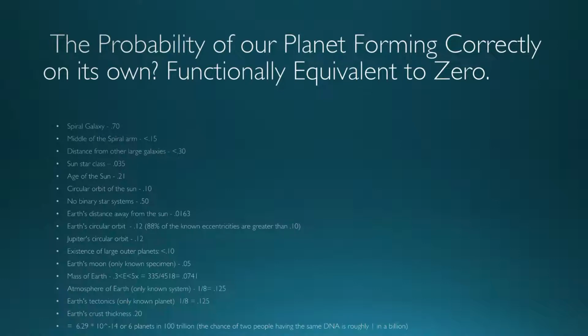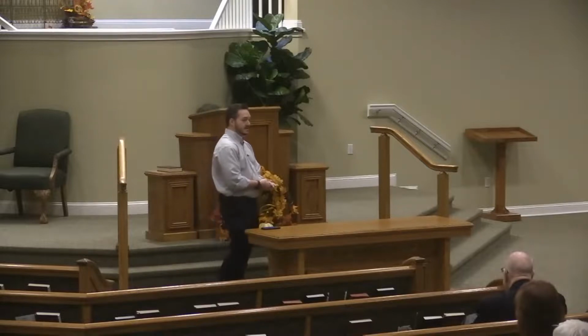to talk about. I know y'all are sad. But all of those things, if you look at that and you do the math, this is 6.29 times 10 to the minus 14th, or 6 planets in 100 trillion might get there, okay? So at the beginning of this astronomy lesson, we learned that there are between 200 and 400 billion planets inside of our own solar system.